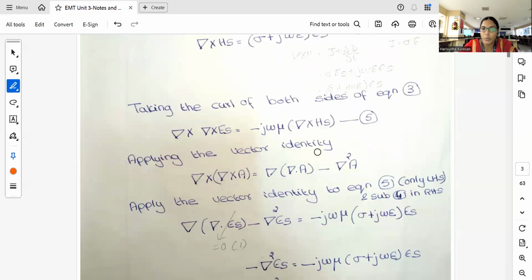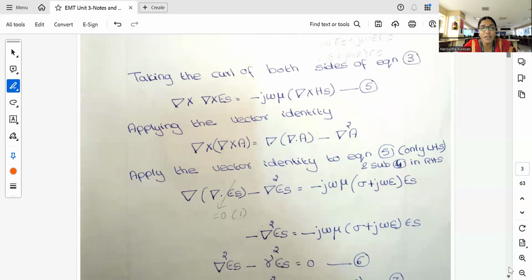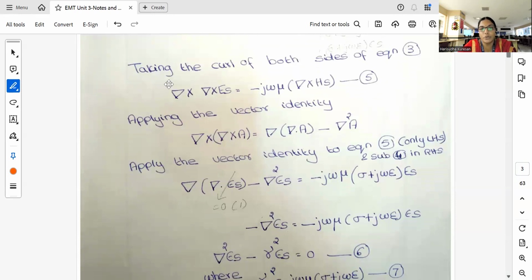Now applying the vector identity, this is the formula, just note it down. Del cross del cross A will be equal to del of del dot A minus del square of A. This is the formula for the vector identity. Now apply the vector identity to your equation 5, that is, only to the left hand side you try to implement your vector identity formula. In the place of del cross del cross Es, you just substitute del of del dot Es minus del square Es.